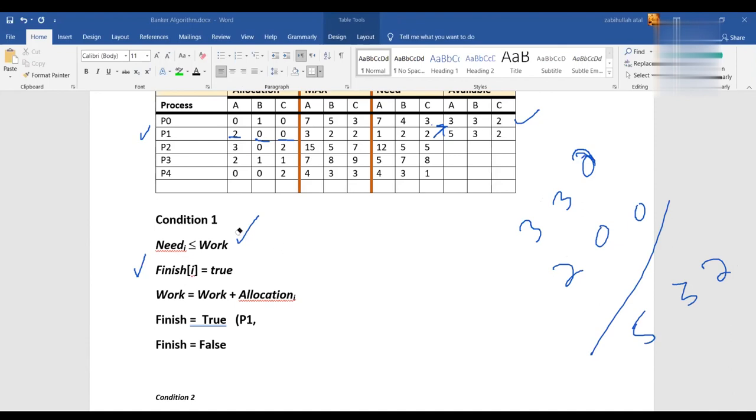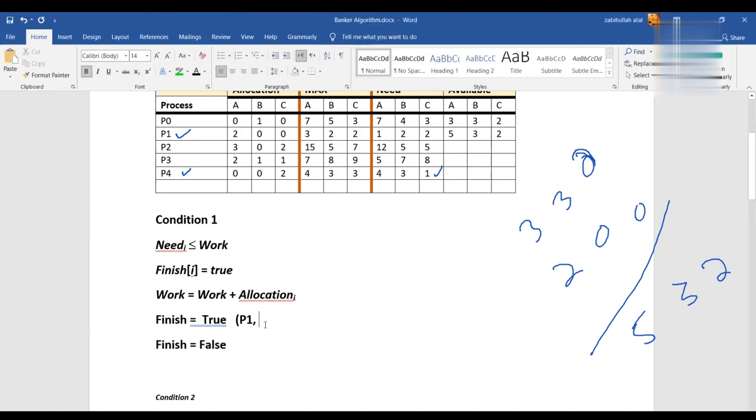Again, the system will check the same condition to know which process is meeting this condition. 5, 3, 2. P1 is done. P4 is 4, 3, 1. Is it meeting the condition? Yes. So let's handle this P3. No, not P3. Okay. Let's handle this P4.